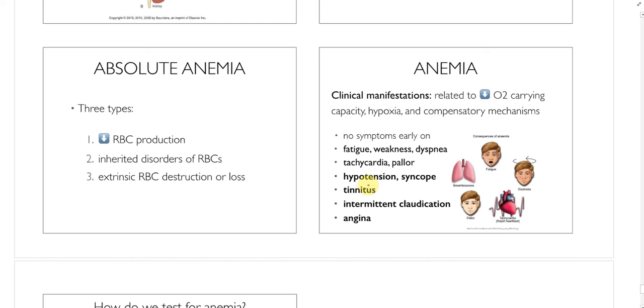Eventually, we're going to begin experiencing hypotension, maybe syncope, passing out, tinnitus, intermittent claudication. I just forgot what that was. I'm okay with that. And then eventually angina, because the heart eventually is going to suffer from a lack of O2.